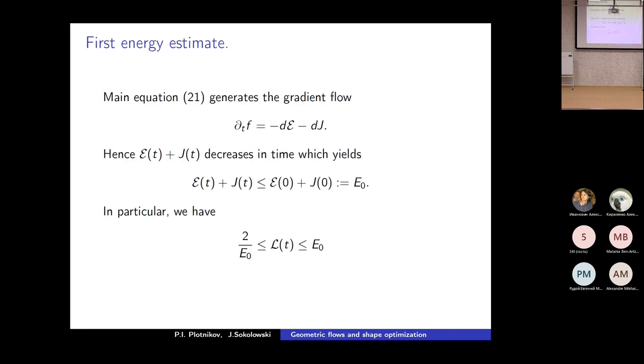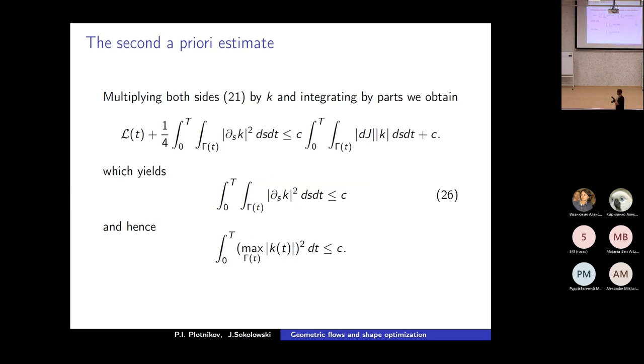Yes, the first a priori estimate is trivial. We have an anti-gradient method, hence the energy decreases in time. Then it is bounded by the initial energy, which is denoted by E-zero, some constant. A corollary is that the length of the curve interface is uniformly bounded from below and above. It is important because we consider S as an independent variable and use Sobolev's embedding theorem and something like an interpolation inequality.